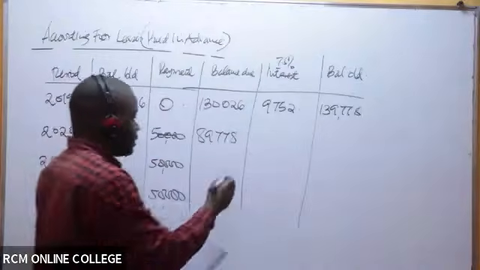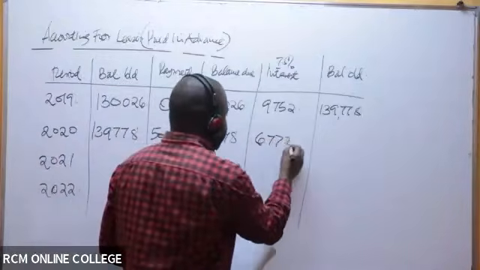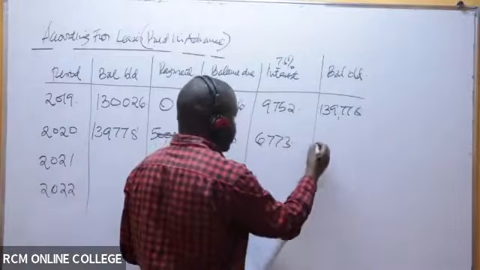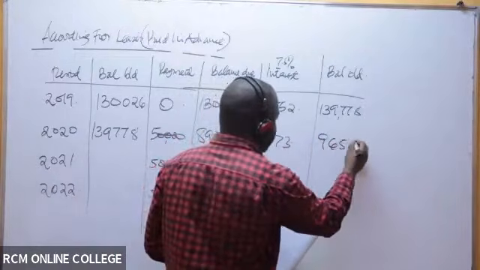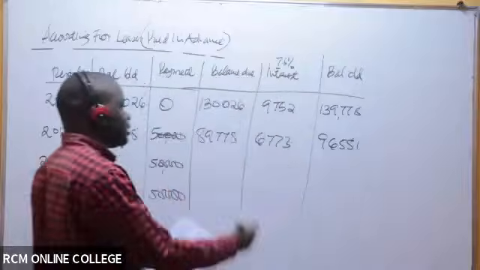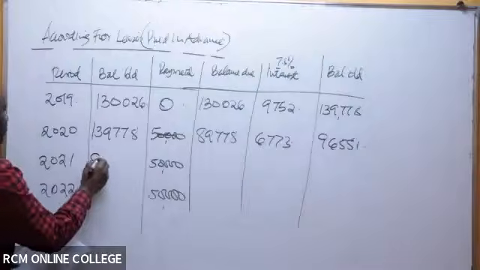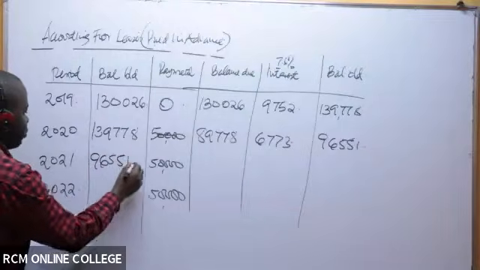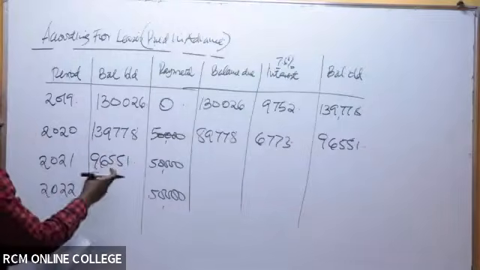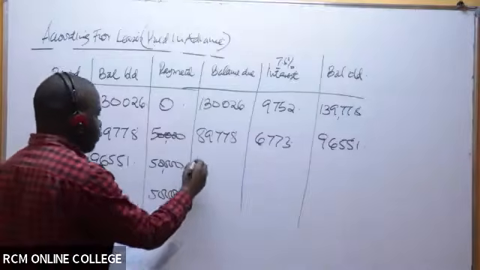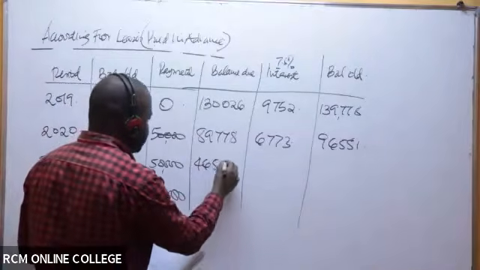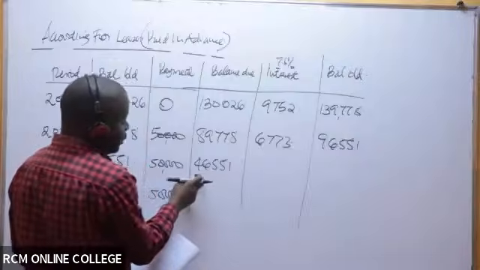You'll get something like 67.73. Then in this case, the total here, you'll be able to get something like 96,551. So just try to do the computation. You'll be able to see. Then you carry that one here. It will be 96,551. Then you minus 50,000. You'll get 46,551. Then you compute interest on this.